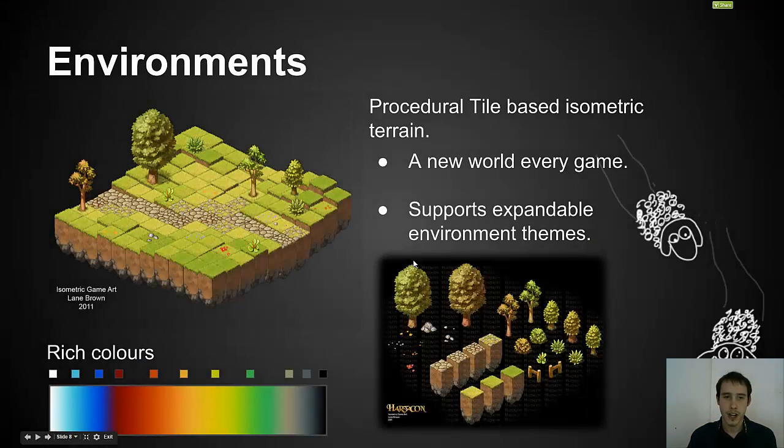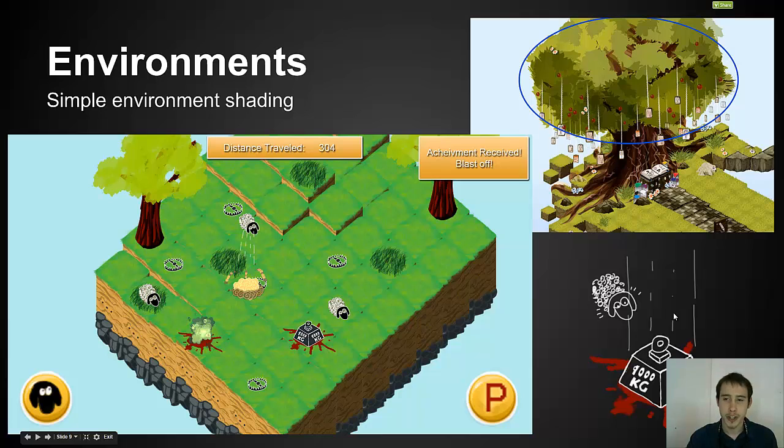For the procedural environment, I went with a tile-based system that uses rich and vibrant colors, as shown here on the color graph, so that the world can change and grow and shift as the player moves around the world. As you can also see on the side here, we have little sheep wandering along. Oh whoops, one ran into a trap.